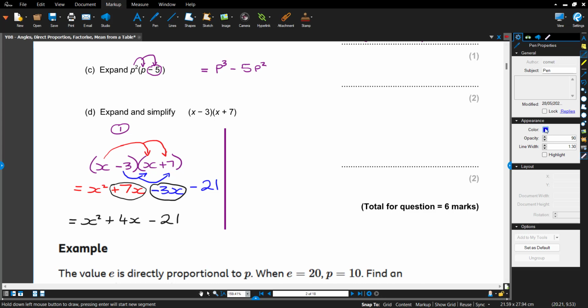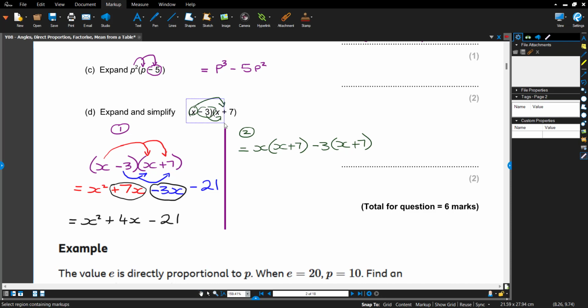Let's go. So the second way to do this would be, it's called splitting the brackets. So you can say this actually equals x times this. So it's going to be x times x plus 7. And then you have minus 3 times x plus 7. So minus 3 times x plus 7. So you just split the brackets. All right? Quite simple.